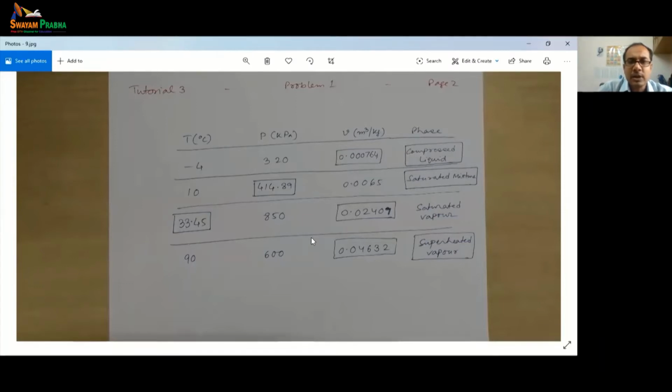Okay, now the third row. Third row, what is given? 850 kPa is the pressure, and it is also given the phase is saturated vapor. Okay, so we can go directly to the pressure table, where the tabulation is done with respect to the pressure, and pressure is given 850 kPa. So let's go.